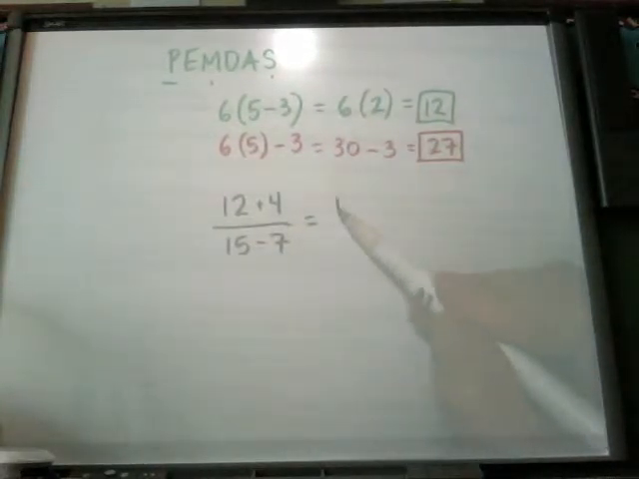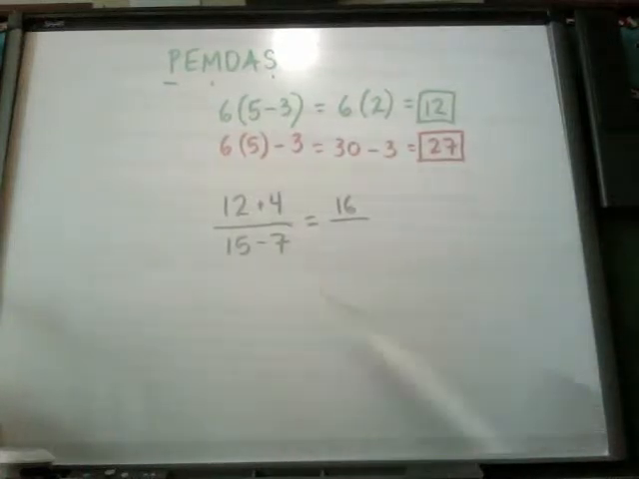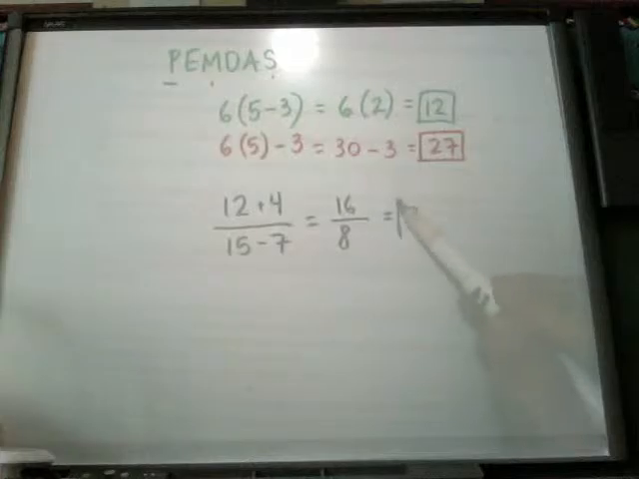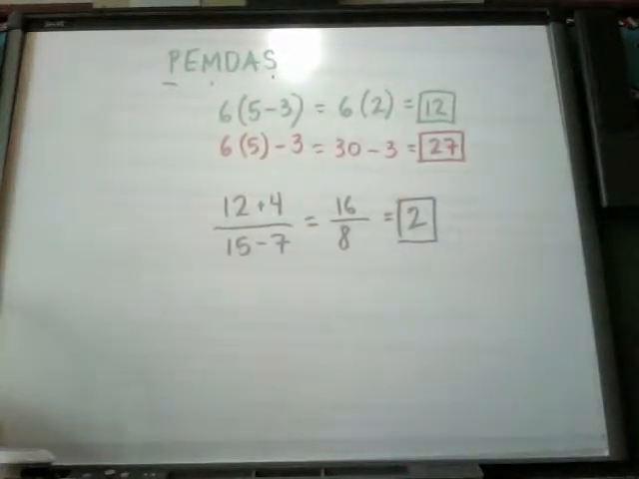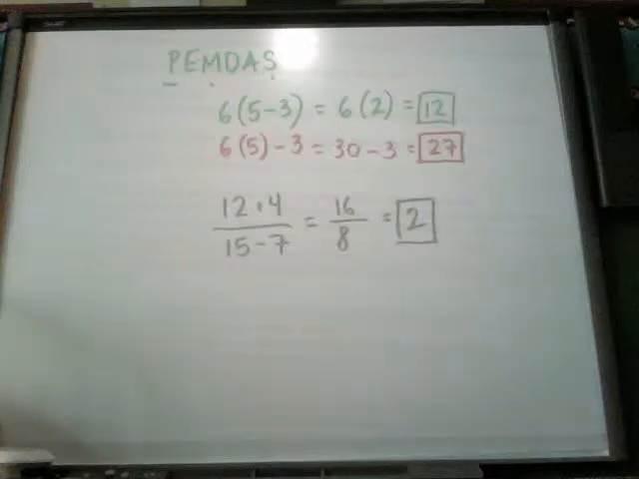12 plus 4 is 16. We did that group. 15 minus 7 is 8. 16 divided by, or over, 8 simplifies to 2. Okay, so if you see a fraction bar, solve the top part, solve the bottom part, and then simplify that answer if possible. Any questions so far? Pretty easy, right? Okay, good. That's the idea starting out.